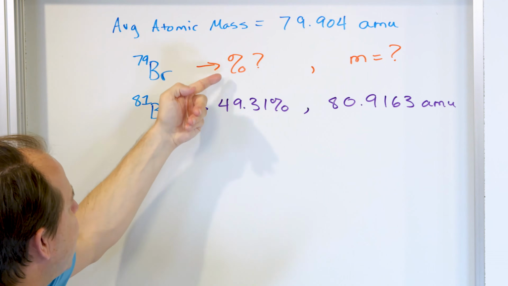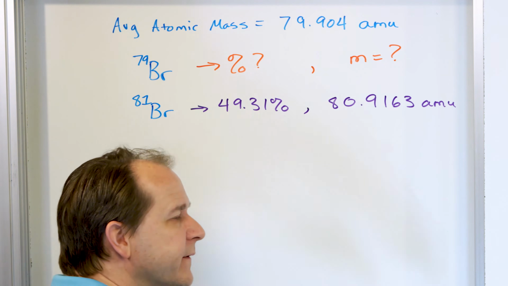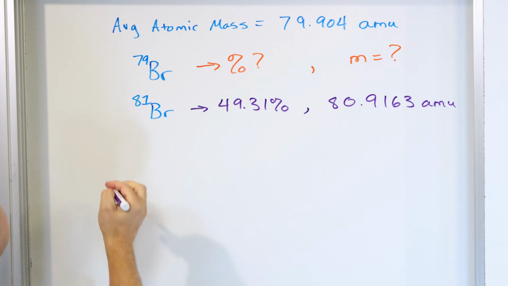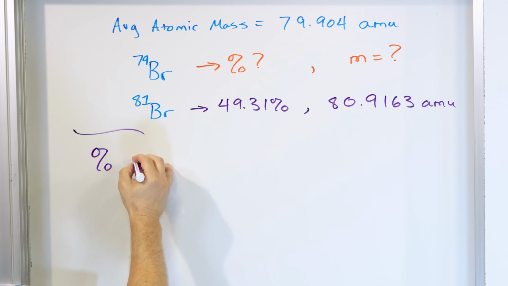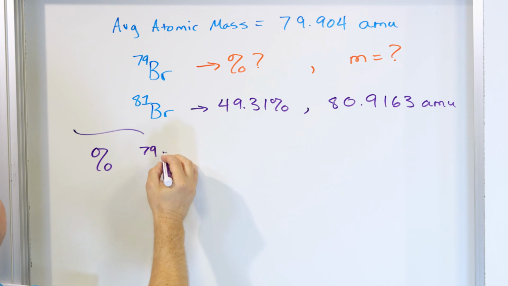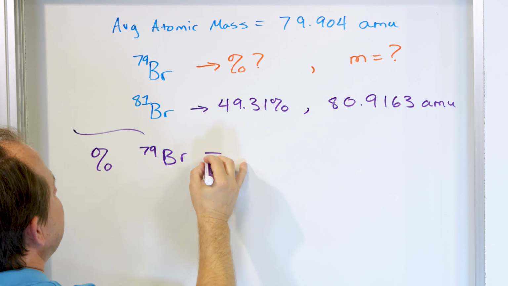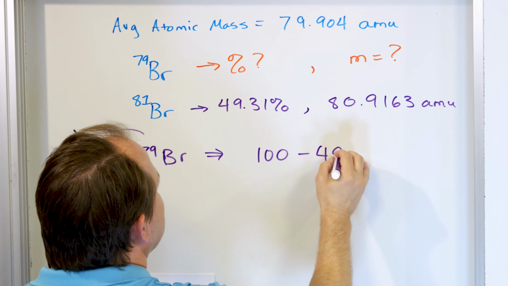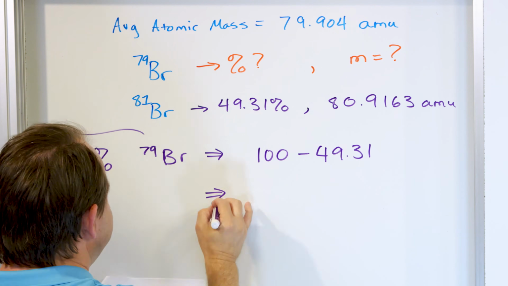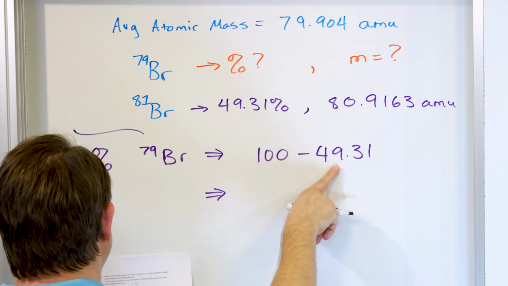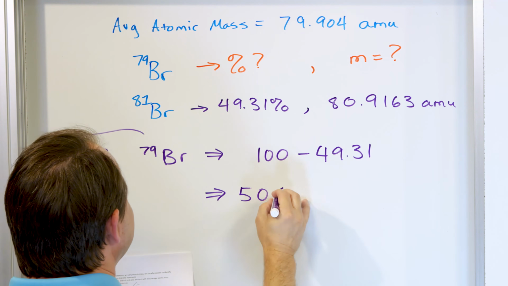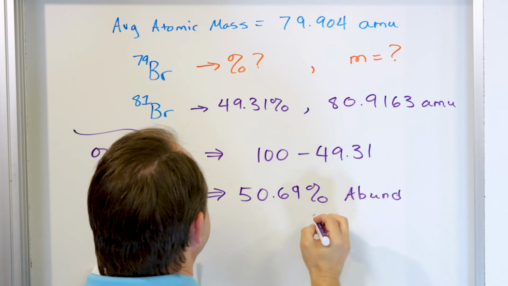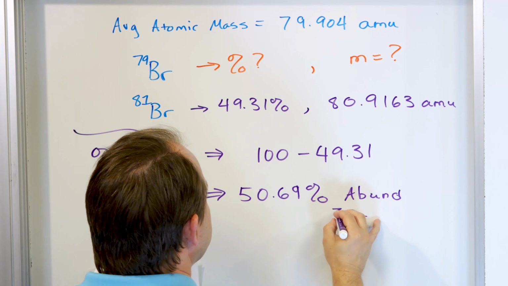The problem says to calculate the percent abundance of bromine 79 and its mass. But it's very easy to figure out the percentage because we know that all of the isotopes in nature have to add up to 100%, right? So the percent abundance of bromine 79, how do we figure that out? All we do is take 100 and subtract the percentage of the other isotope, 49.31. And so when we take 100 minus 49.31, we get 50.69% abundance. And that's for bromine 79.